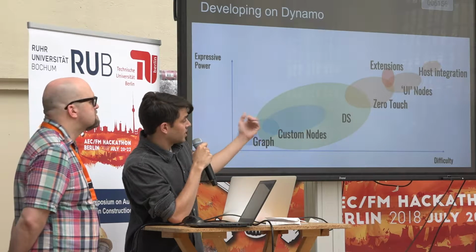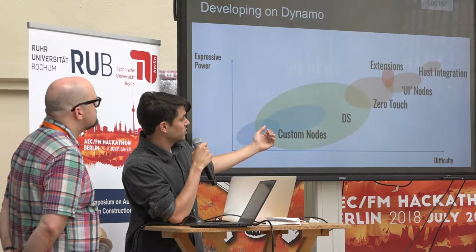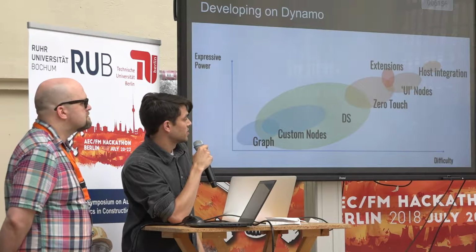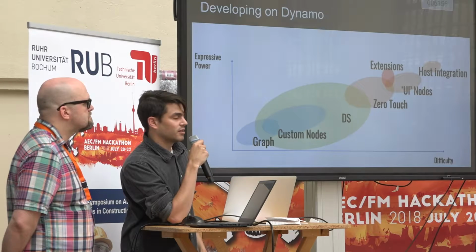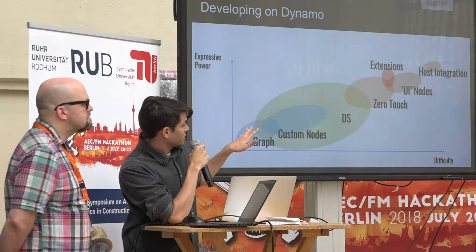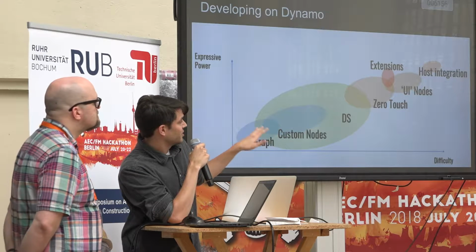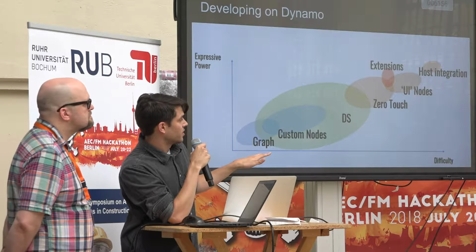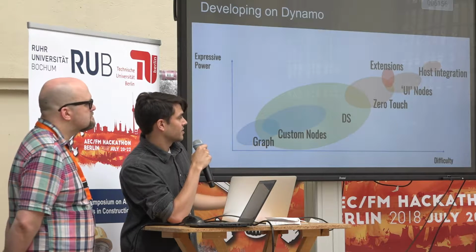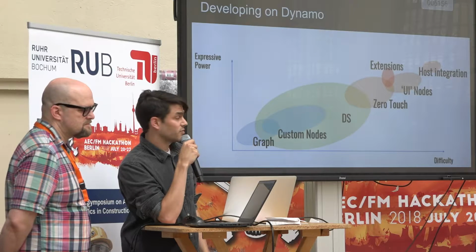To get more complex, we have UI nodes where you start to see different interactions with buttons and fields and drop downs. And we're going to talk about right between those two is extensions. It's a little bit easier to work with extensions if you're not quite as experienced of a C# developer.